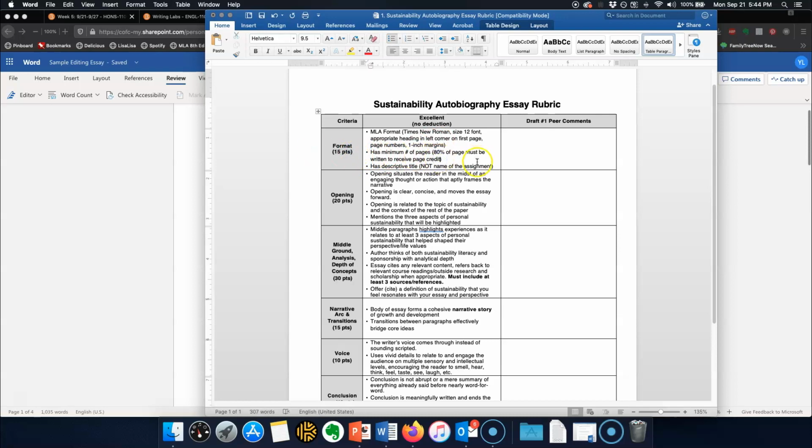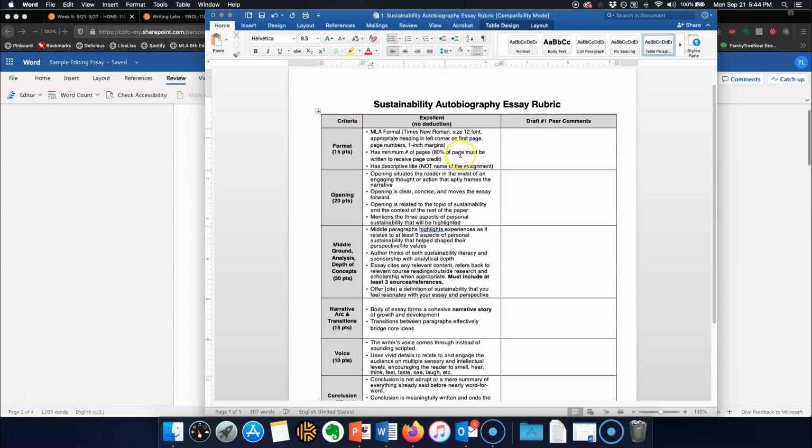So if you only have 2 pages and you're supposed to have the minimum of 3 pages, or if you were supposed to have at least 5 pages and you only have 4 pages, then you start at a B for your assignment, because it's only fair that I give people who put in the effort to write as much as they were supposed to the credit that they deserve.